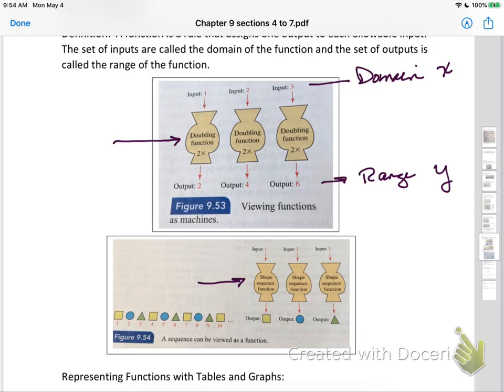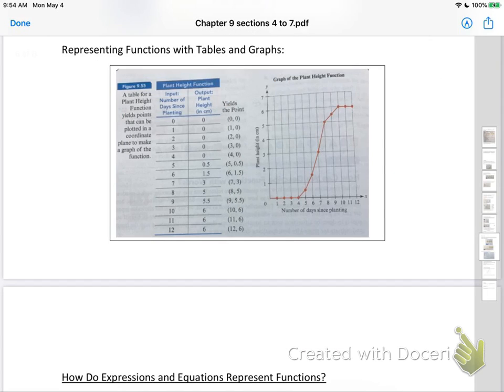Okay, so what's going to happen, input 1 gives you the yellow square, input 2 gives you the output of the blue circle, and input 3 gives you the output of the green triangle. Okay, this machine gets repeated over and over and over again. So this sequence can be viewed as a function when you term your machine as doing these kind of things. Okay, let's go to the next page with this.